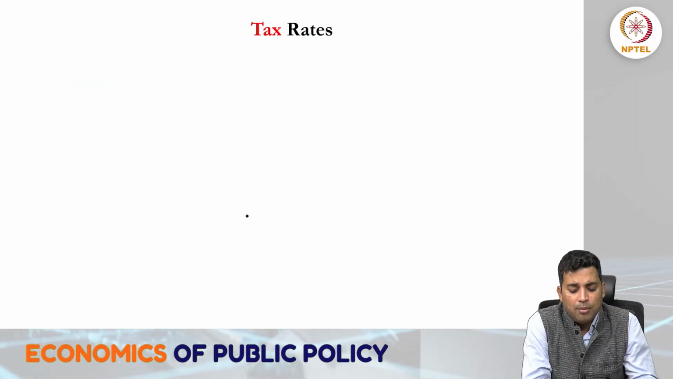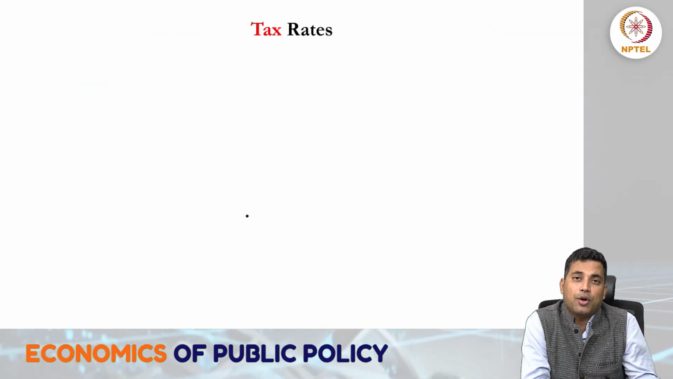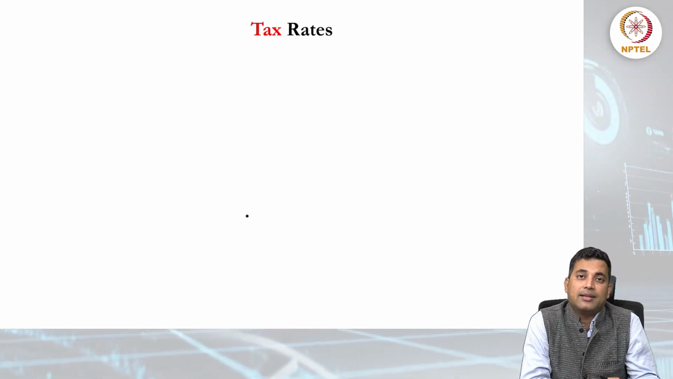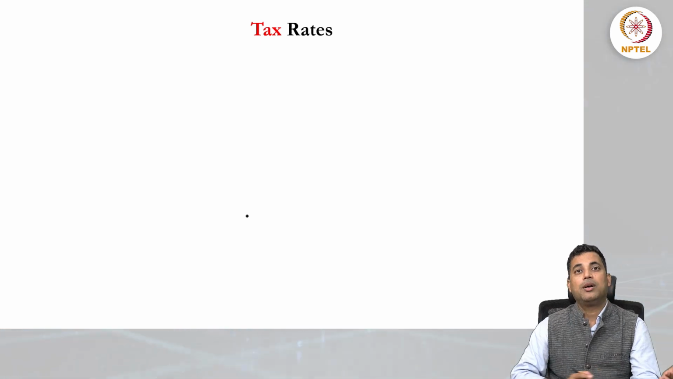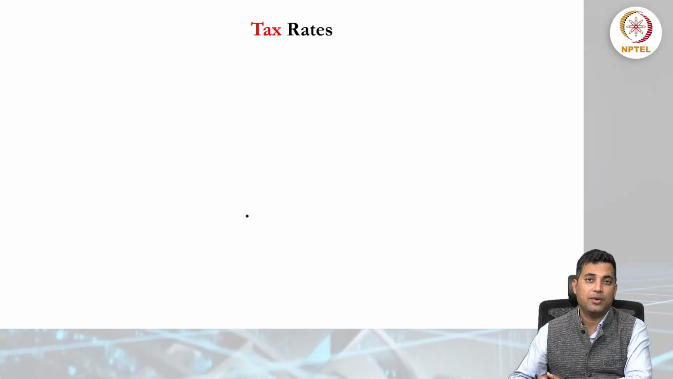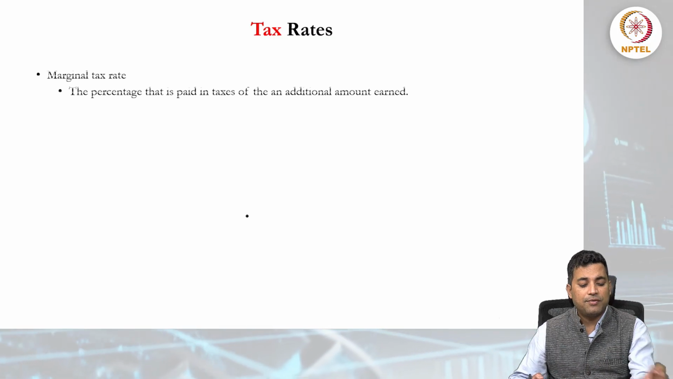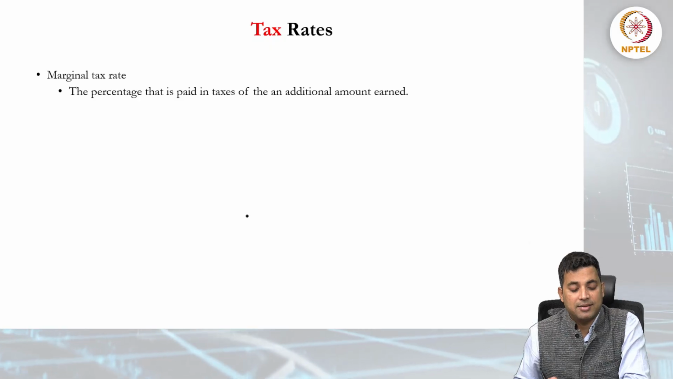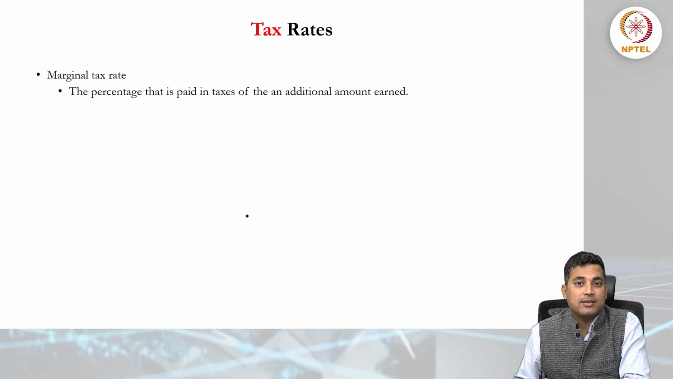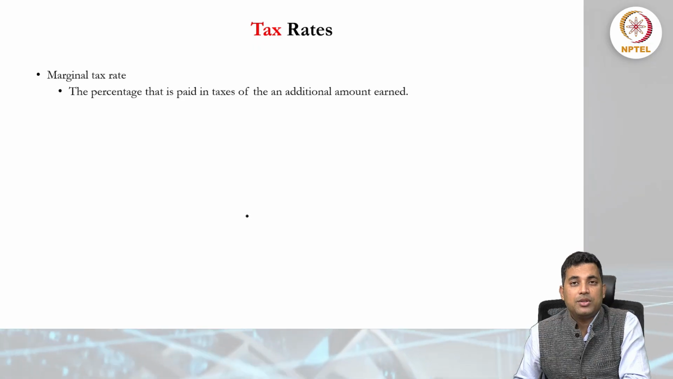Now let's move to two more concepts, and the first one is of course the tax rates. That is how individual taxation and also the average come in. The first point is the marginal tax rate. This is the percentage that is paid in taxes on an additional amount earned.